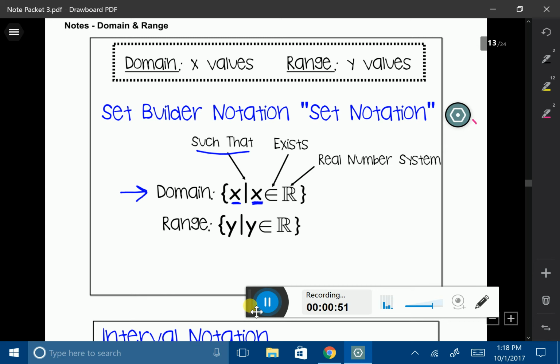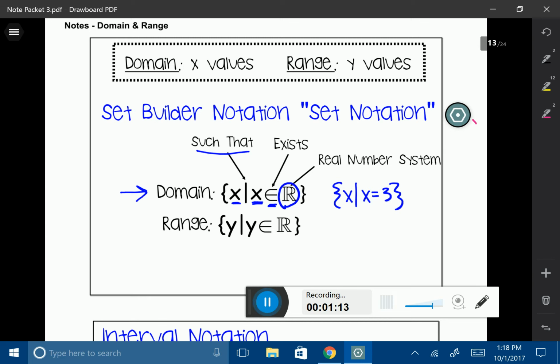And this is a new symbol. Everything we may have done up to this point, we may have made it look like this, like x such that x is equal to a number. But this time we're going to be using something else. We're going to be using this little letter E, which means "exists," and then this new symbol R, which represents all the numbers in the real number system. We'll talk a lot about this as we go along, but the range looks pretty much the same. The only difference is my variable is y, since I'm looking at the y values.